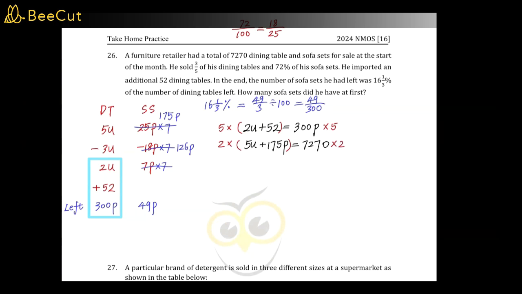Let's simplify it. Okay, from the first equation, we can get 10u. Now 5 times 52, that's 260. Equals 1500p. In the second equation, we have 10u plus 350p. This equals 14540.